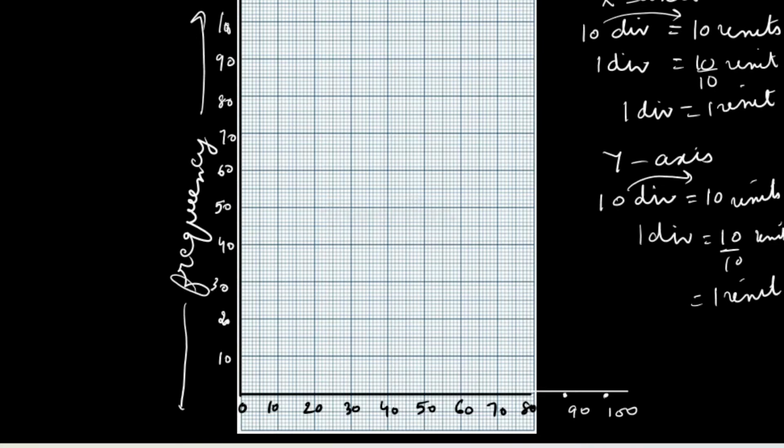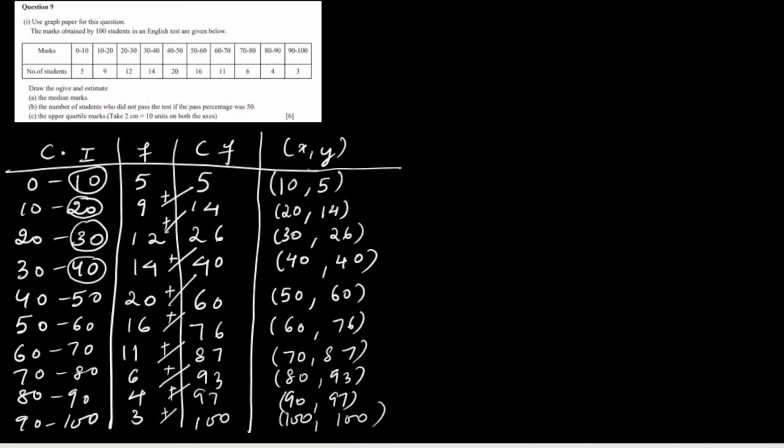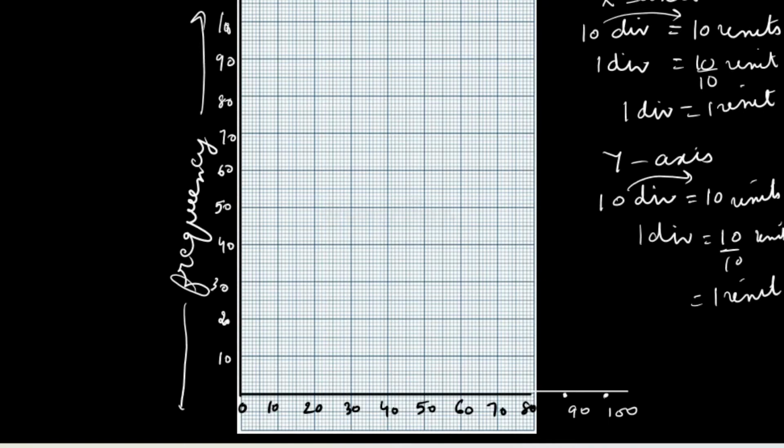Now let us plot the points. Do this question along with me, because we have to find the median and then the quartiles as well. It will be accurate if you are doing it along with me. The first point is 10 comma 5. So x-axis 10, y-axis 5.